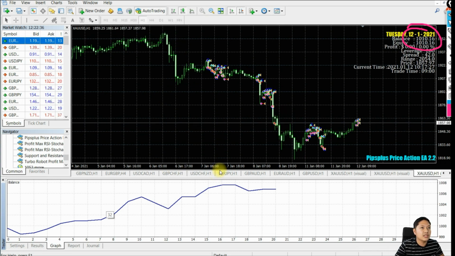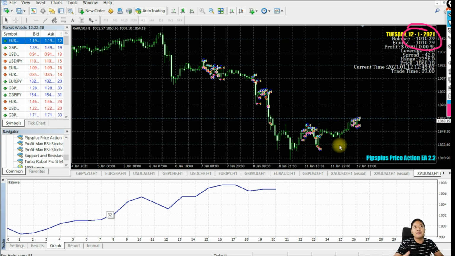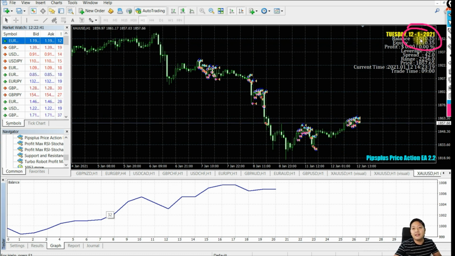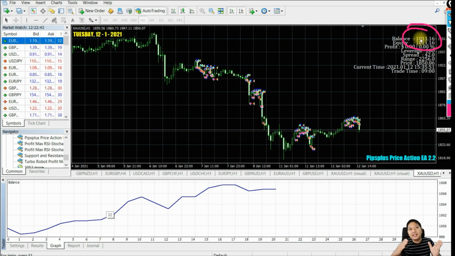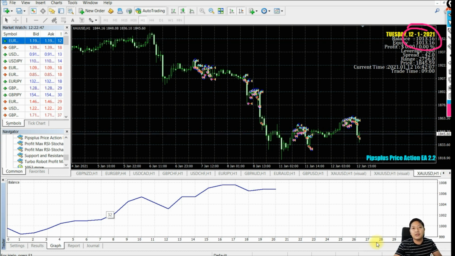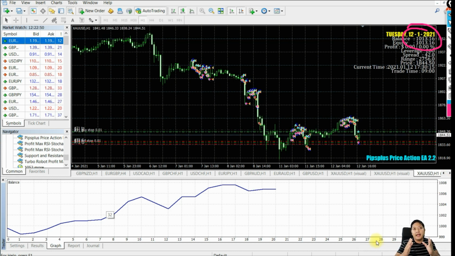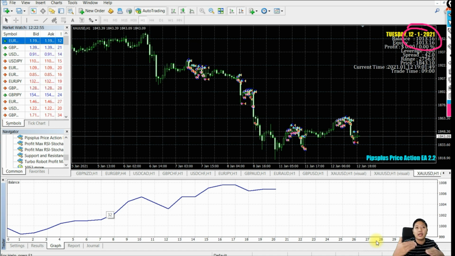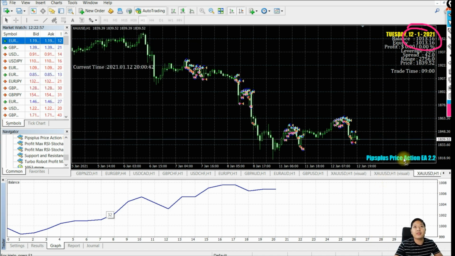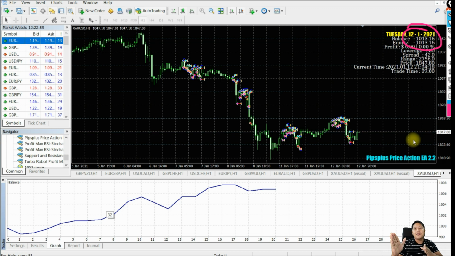Based on our tester, it's just about 4 days. You're collecting about $10, and then it keeps continuing to work based on the time settings that you have, and the trailing stop is working well. So it just keeps collecting money from the market.